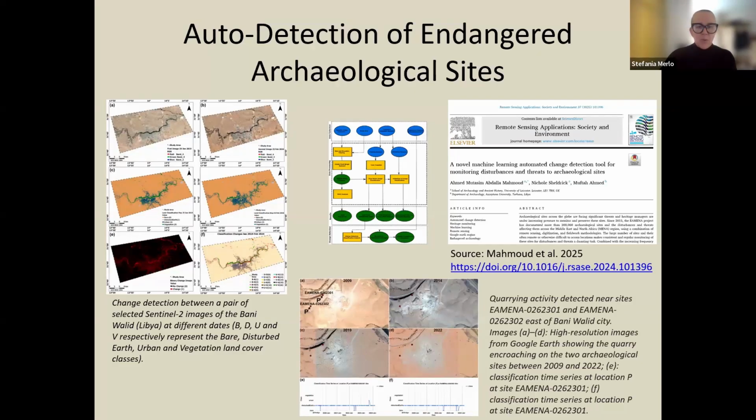And here you have an example of the workflow and the results of comparing two different types of images, a before and an after, and an example of a zoom-in image using Google Earth, actually, and other types of imagery to compare what is happening around a specific couple of sites that are threatened by quarrying.